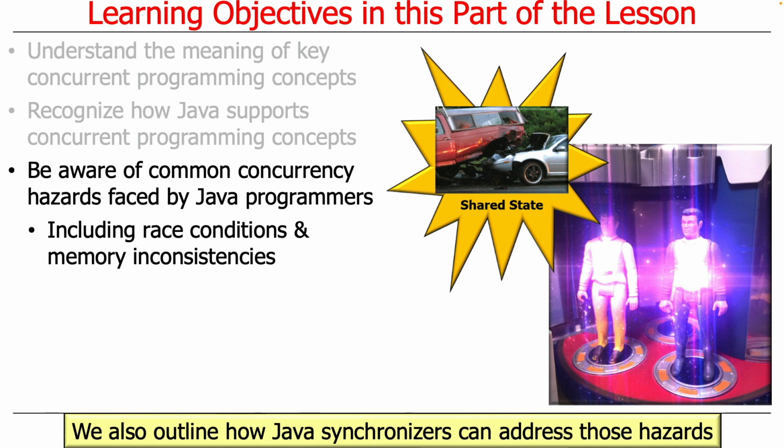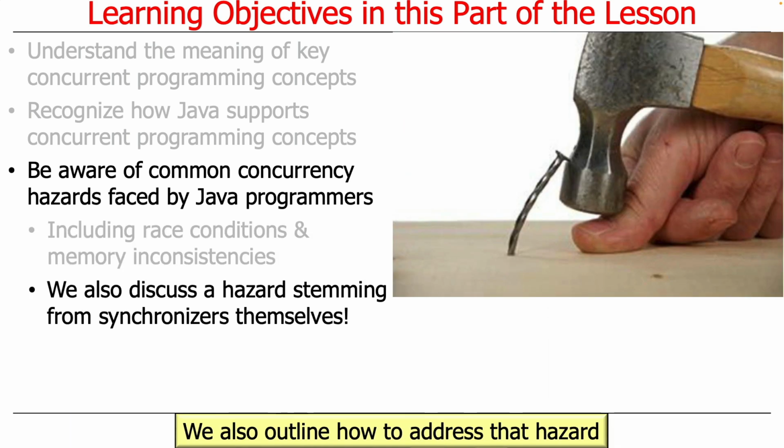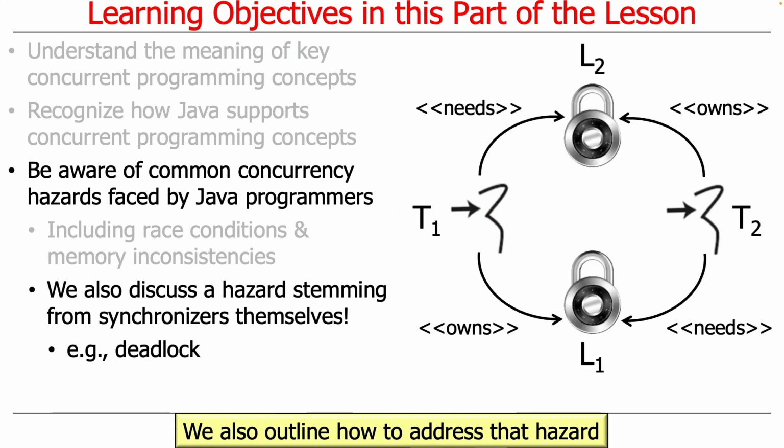I'll show you the problems, and I'll outline how Java synchronizers can address these hazards in various ways. And we'll also talk about a hazard that stems from using synchronizers themselves. And that's going to be deadlock. And we'll talk about how to address that hazard as well, very briefly.